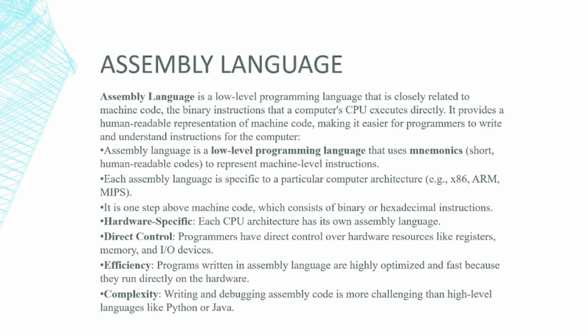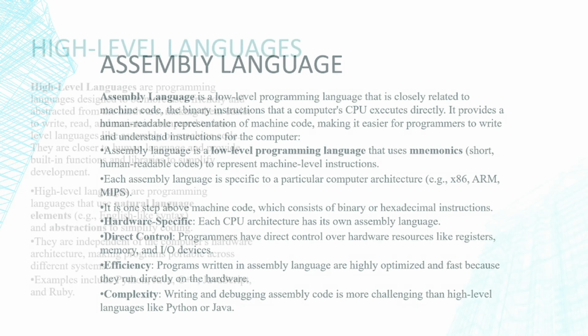Hardware specific. Each CPU architecture has its own assembly language. Direct control. Computers have direct control over hardware resources like registers, memory, and input output devices. Efficiency. Programs written in assembly language are highly optimized and fast because they run directly on the hardware. Complexity. Writing and debugging assembly code is more challenging than high level languages like Python or Java.